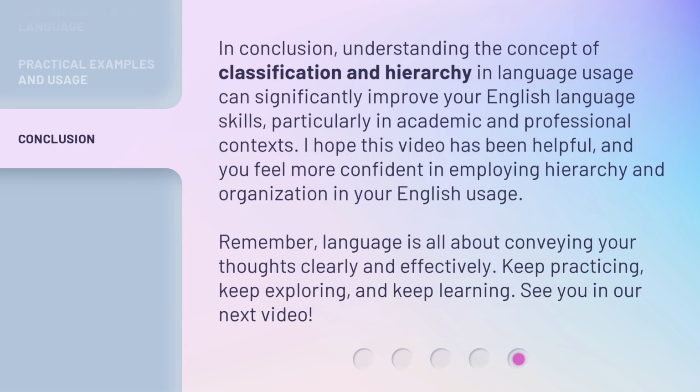In conclusion, understanding the concept of classification and hierarchy in language usage can significantly improve your English language skills, particularly in academic and professional contexts. I hope this video has been helpful, and you feel more confident in employing hierarchy and organization in your English usage. Remember, language is all about conveying your thoughts clearly and effectively.